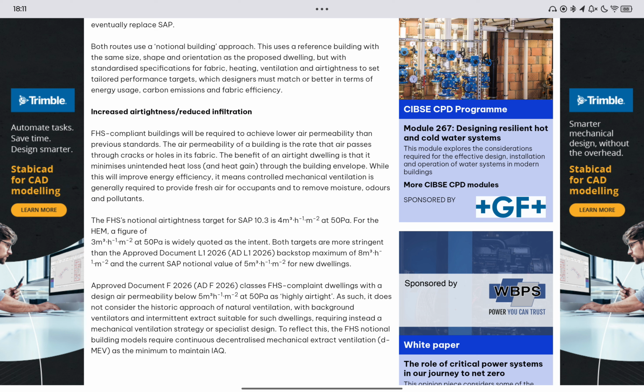The FHS's notional air tightness target for SAP 10.3 is 4 meters cubed per hour per meter squared at 50 pascals. For the HEM, a figure of 3 meters cubed per hour per square meter at 50 pascals is widely quoted as the intent. Both targets are more stringent than the approved document L1 2026 backstop maximum of 8 meters cubed per hour per meter squared and the current SAP notional value of 5 meters cubed per hour per meter squared for new dwellings.